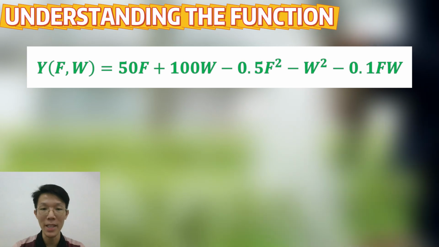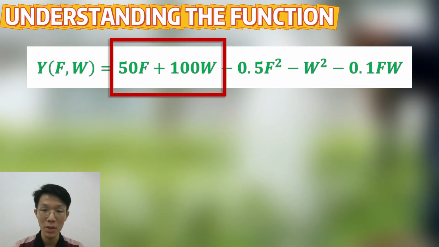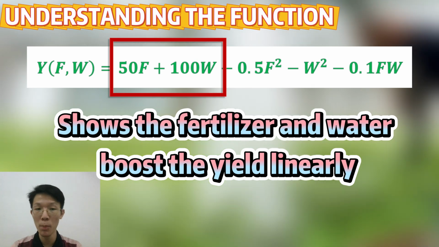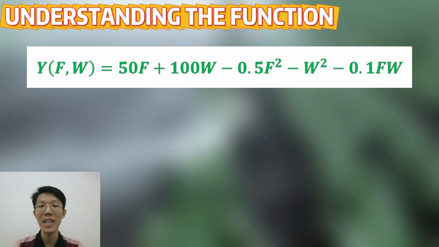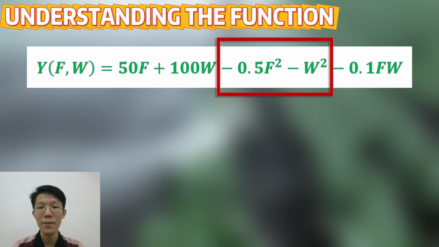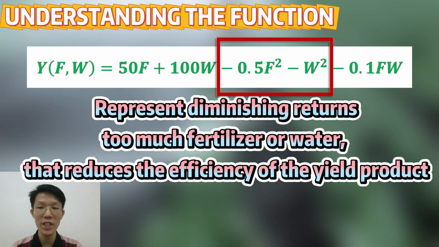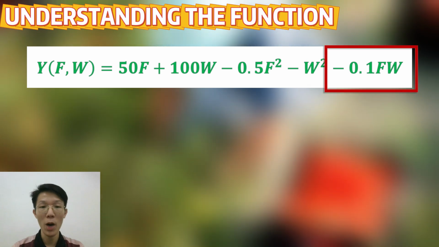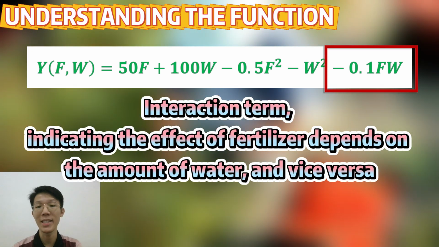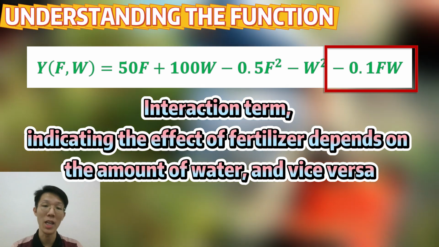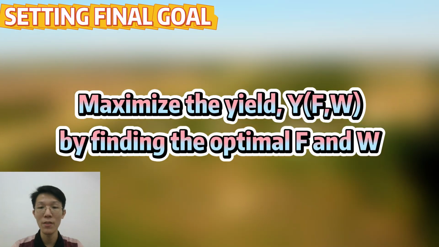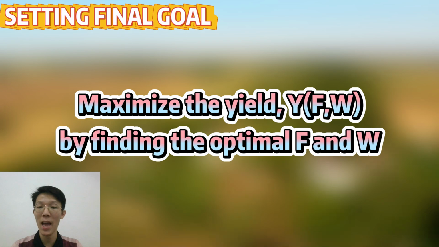Each term has a meaning, like 50F and 100W. It shows how the fertilizer and the water boost the yield linearly. On the other hand, the square terms, such as -0.5F^2 and -W^2, represent diminishing returns, where too much fertilizer or water reduces the efficiency of the yield. And then we have -0.1FW as an interaction term, indicating that the effect of fertilizer depends on the amount of water and vice versa. So, our goal is to maximize the yield, a multivariable function, by finding the optimal F and W.